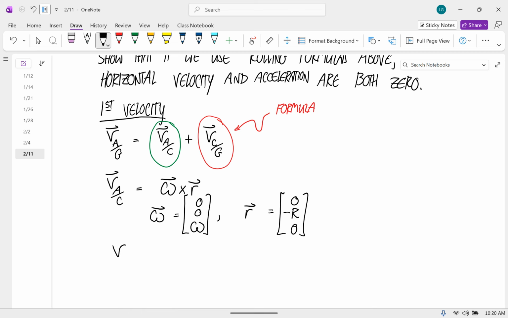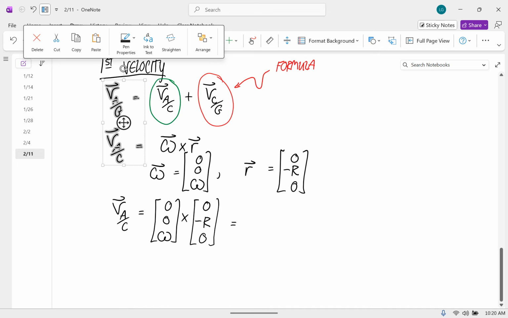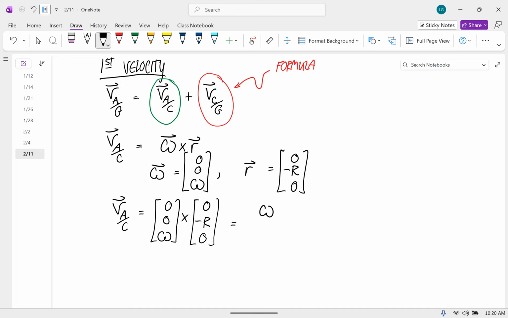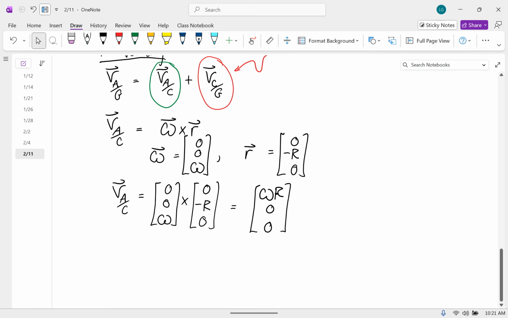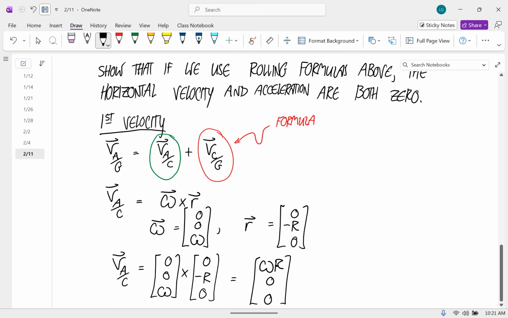And so the velocity of A relative to C is equal to 0, 0, omega crossed with 0, negative r, 0. And what we get is positive omega r, 0, 0. Okay. That's the velocity of A relative to the center. Now we need the velocity of the center relative to the ground.